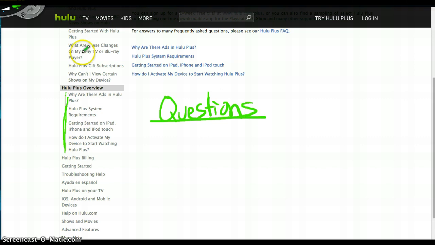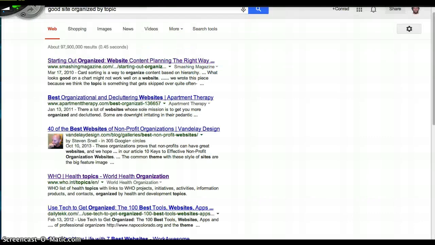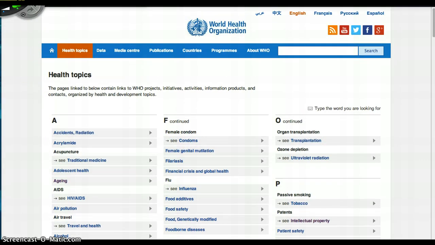Okay, the next one that we can talk about is a little bit different, and that is going to be the topic or task. This is a place where it's structured by topic or task. This is the World Health Organization's website. When you take a look at the World Health Organization website, you can see that it's really organized by topic: data, media center, publications, countries, programs, health topics. And so this is obviously very topic related.